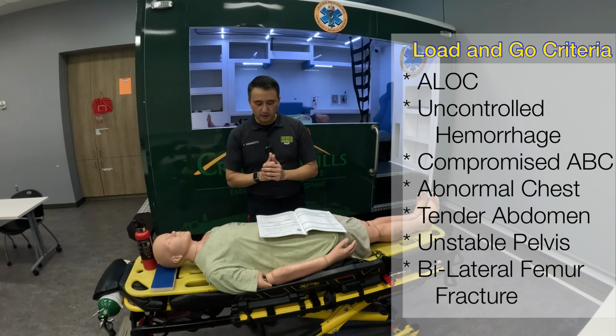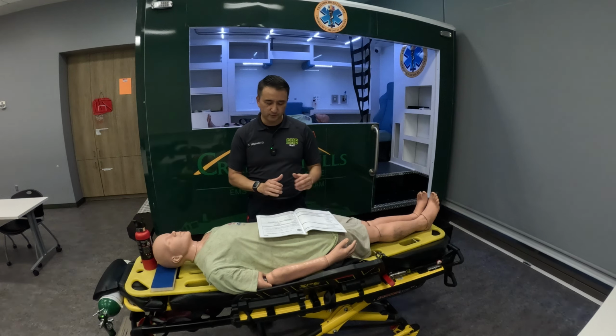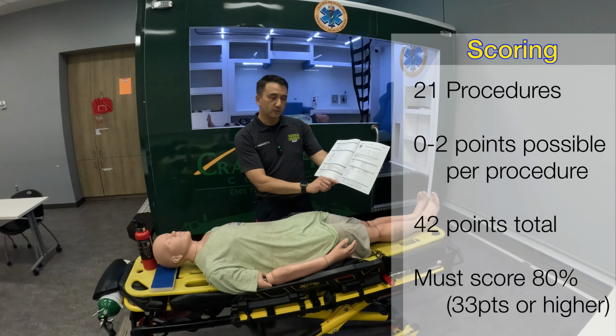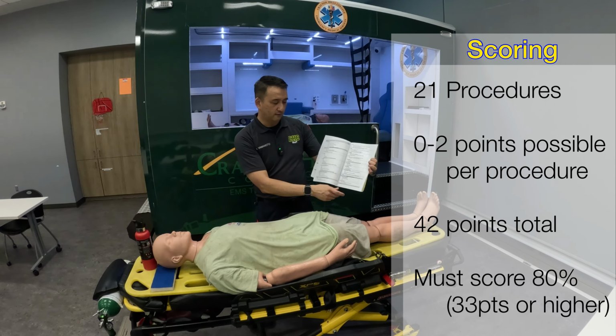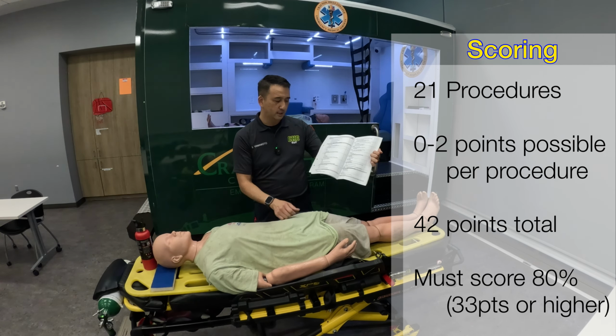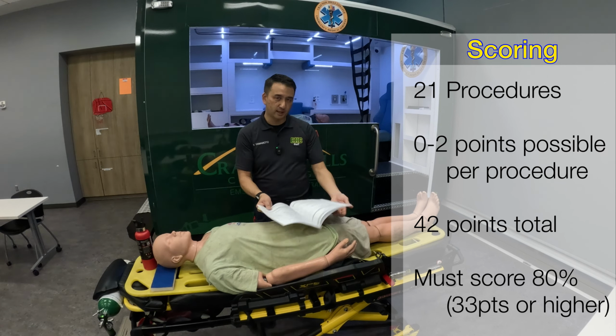ALOC, altered level of consciousness, uncontrolled hemorrhage, compromised ABCs, abnormal chest, tender abdomen, unstable pelvis, bilateral femur fractures. You will need to know all 7 of them, and we'll go through that step by step. You can score up to 2 points per section, so that's a total of 42 points possible. Now, you do have to score 80% or higher.